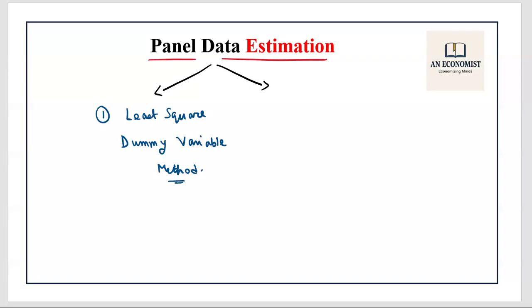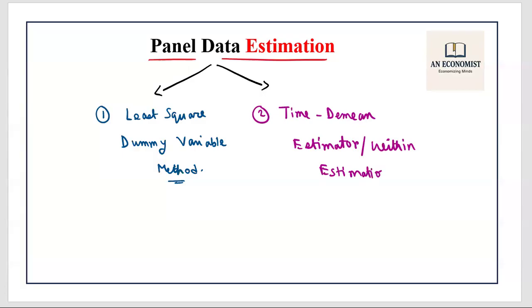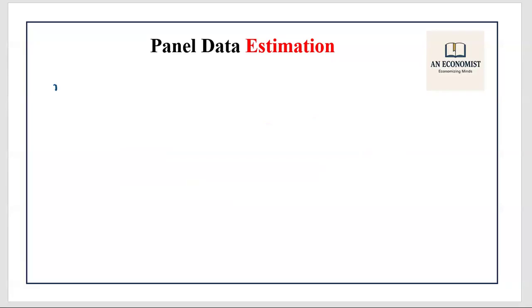And the second method is known as the time de-mean estimator, which you also call the within estimation. Now we will discuss each of them. What is time de-mean estimation and what is the least square dummy variable method? Let us start with the least square dummy variable method.